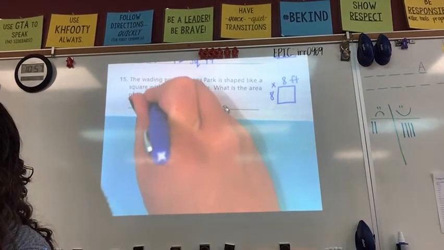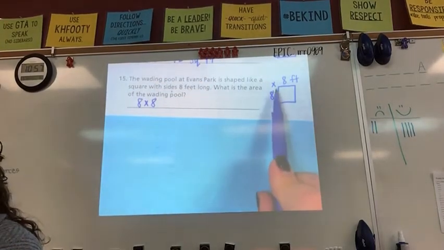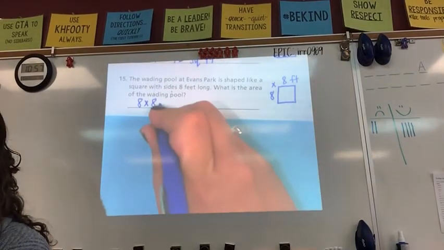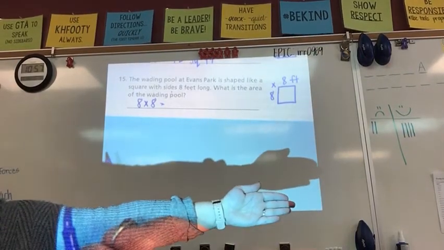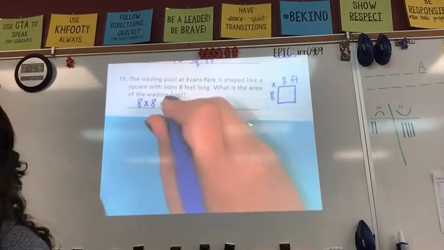Bingo. 8 times 8. This pool is 8 feet wide. It is 8 feet long. Does anybody remember my 8 times 8? I shut the door. When I open it up, there's 64. I am so impressed. You guys get a point for that one.